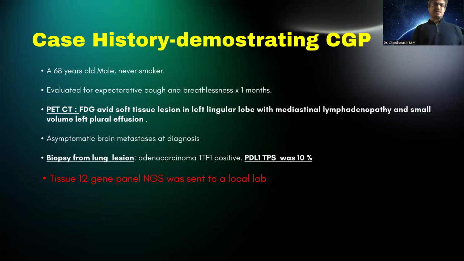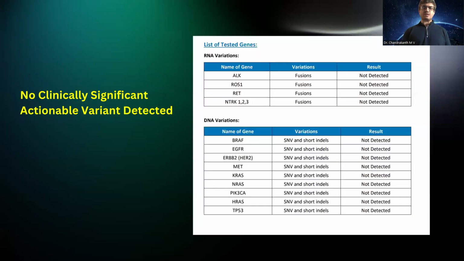This is a 68-year-old gentleman, never smoker, diagnosed with an advanced lung cancer with a TTF1 positivity, therefore it's adenocarcinoma with a PDL1 TPS of 10%. The patient had pleural effusion, therefore it is fourth stage. The tissue 12 gene panel NGS was sent to a local lab, hotspot NGS. And you can see either an RNA variant or a DNA variation, no mutations were detected.